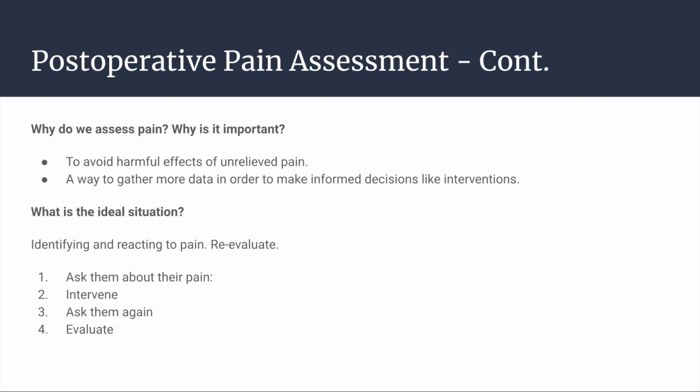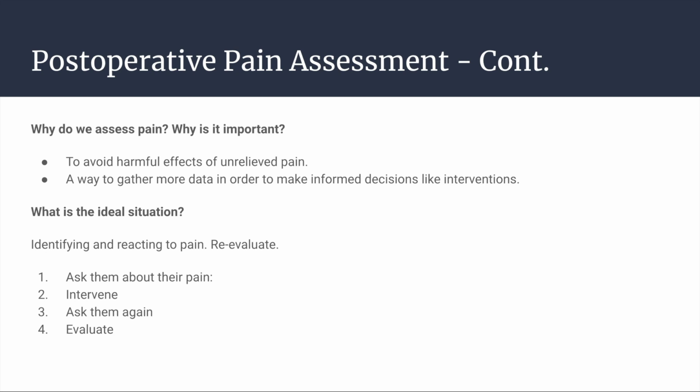Harmful effects include endocrine and metabolic responses, which then proceed to affect catabolism, glucose regulation, cardiovascular system, respiratory system, electrolyte balance, fluid balance, and cognition, just to name a few. What is the ideal situation when assessing pain? It's to be able to identify it and react to it accordingly.